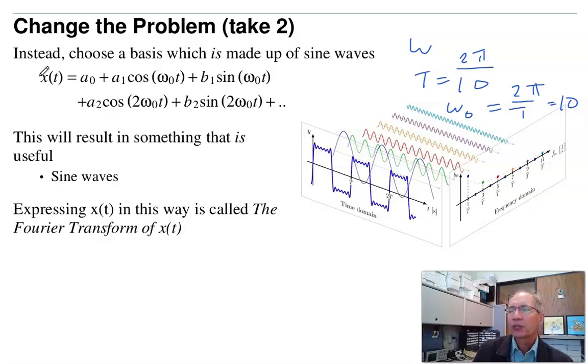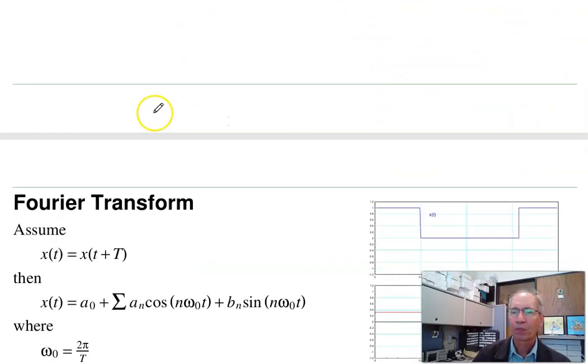Now, this is just a curve fit. I can curve fit anything. The advantage of this basis, or this solution, is my answer winds up being sine waves. I like that. I know what to do with sine waves. That's the whole reason for doing this. This is called the Fourier Transform. It's no different than any other curve fit. The only difference is I choose a very specific basis. My basis is a bunch of sine waves.